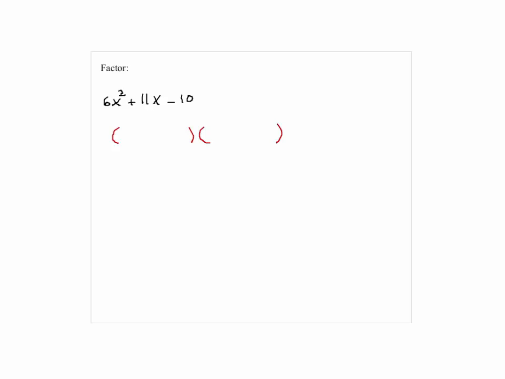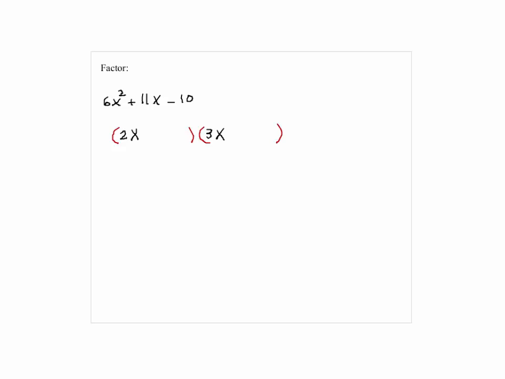Okay, let's stay with the first term. The first term is 6x squared. Obviously, we're going to have x and x here, right? That's obvious. So for 6, your possibility would be 1 and 6 or 2 and 3, right? Yes. So let's try 2 and 3.